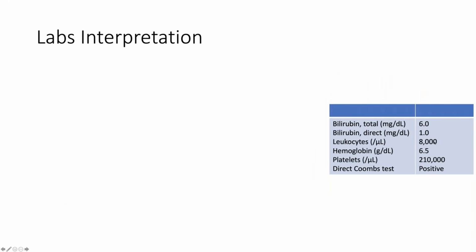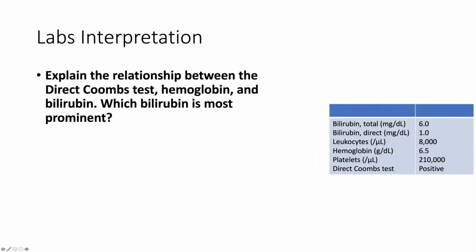So we'll do a quick lab interpretation. What I'm going to ask is, explain the relationship between the direct Coombs, the hemoglobin, and the bilirubin. Because again, we're trying to make essentially a pathophysiologic chronology from just the labs. Grace? So the direct Coombs is positive. Are we suspecting possibly that they have hemolysis and that would be why they have an increased indirect bilirubin?